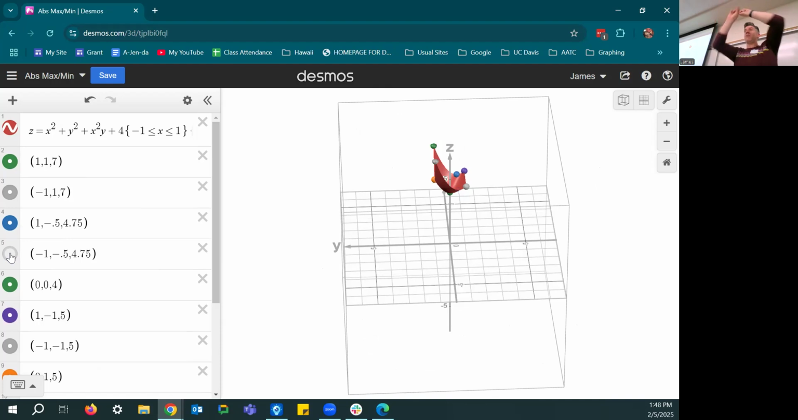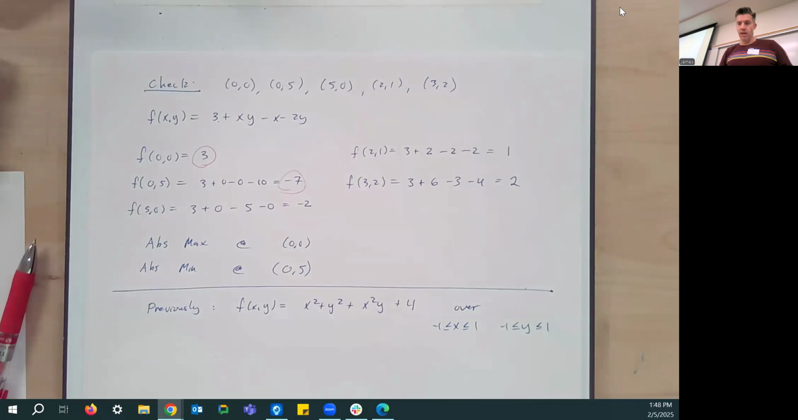And it certainly is a minimum in that direction, but it's not an overall absolute minimum because there are other lower points on the entire surface in this region. So I think it's kind of neat to graph those things. Not super necessary, but just kind of cool to see. All right. That's all I've got as far as that goes.